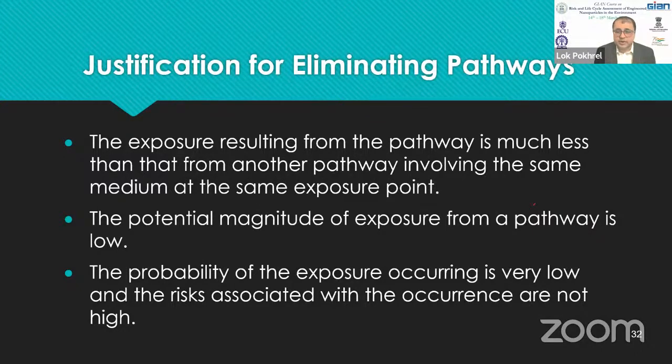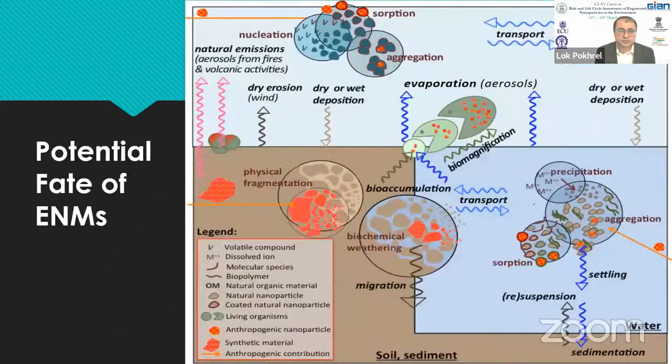The potential magnitude of exposure from the pathway is low. The probability of exposure occurring is very low, and the risks associated with the occurrence are not high. So the probability of exposure occurring is very low. Again, the scenario is related with low exposure, low probability of occurring, things like that. So if you really feel confident that that particular pathway is not really important, then providing some of this justification will be helpful. And it is important, especially when you are conducting risk assessment for some of these agencies.